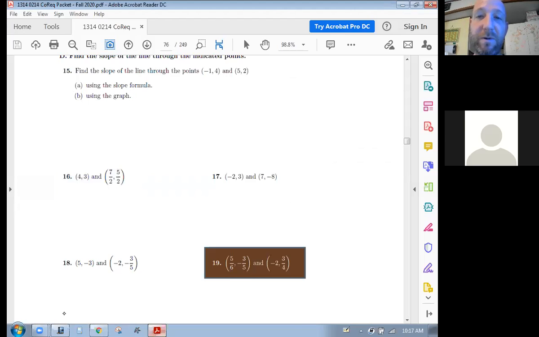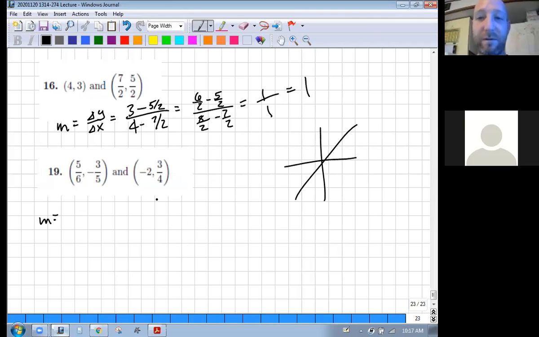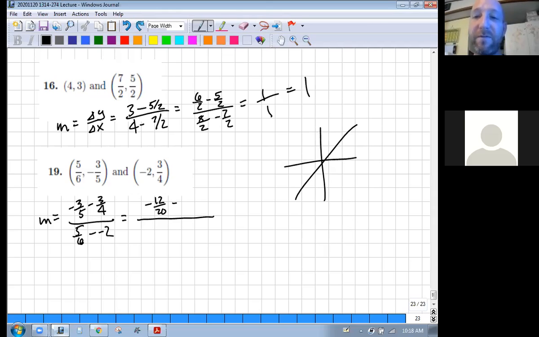Let's do this one. Change in y over the change in x. So m equals, let's look at the y's here. We got -3/5 minus 3/4. All right, that's the y's. Now the x's, 5/6 minus -2. So on the top, to get a common denominator, we'll have to multiply this one by 4 over 4. So we get -12/20. We'll multiply that by 5 over 5, 15/20. We got a common denominator of 20.